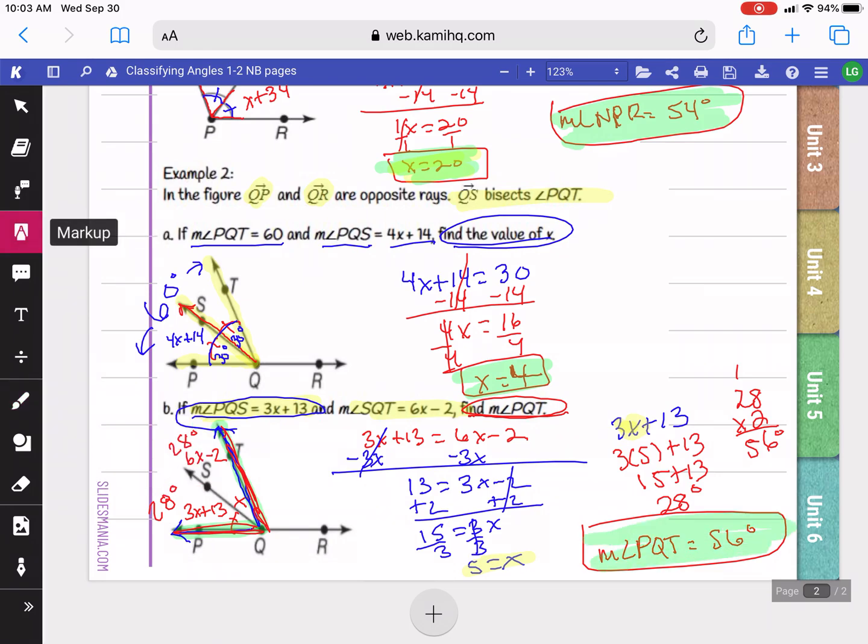So here we're basically using what we learned about the bisector, that it cuts an angle into two congruent halves. But we're applying algebra now to solve problems. So we're combining geometry with algebra in this lesson.